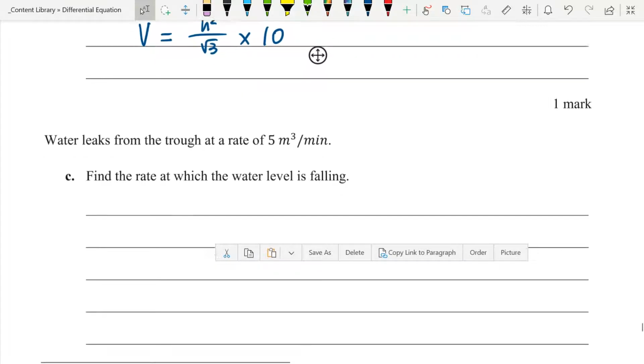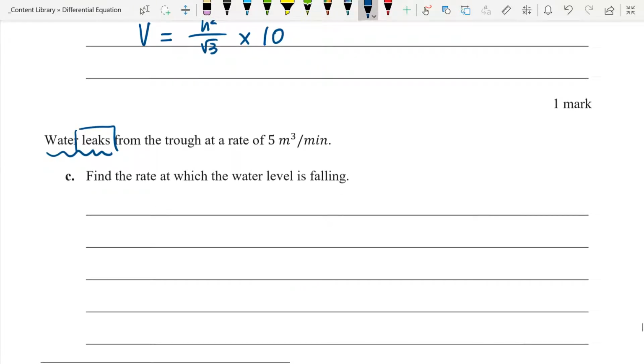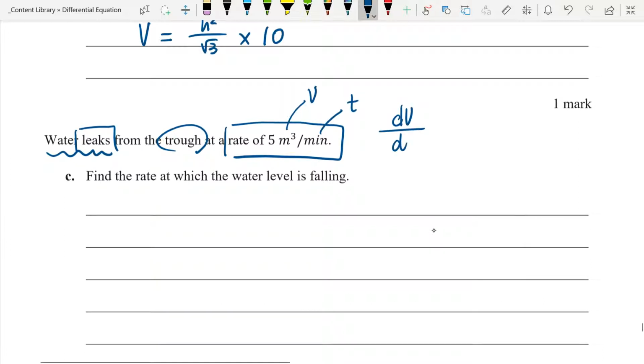And some of you asked me about the next one. Water leaks from the trough at this rate. When you look at the units, meter cubed must be talking about volume, and minute must be talking about time. So what we have here is dV/dt. This volume we talk about is the water in the trough, so what is leaking out of it is a negative value. So we need negative 5 here instead of positive 5, which is the same question as in the topic test, and the last one is that you lose a mark because of that. So it's a negative 5 for the rate of decreasing.